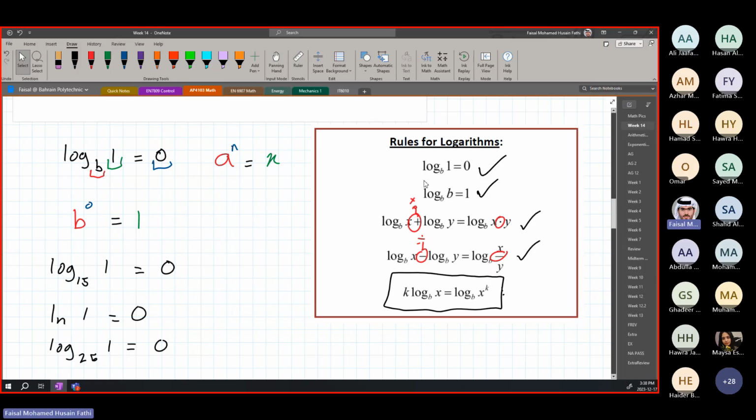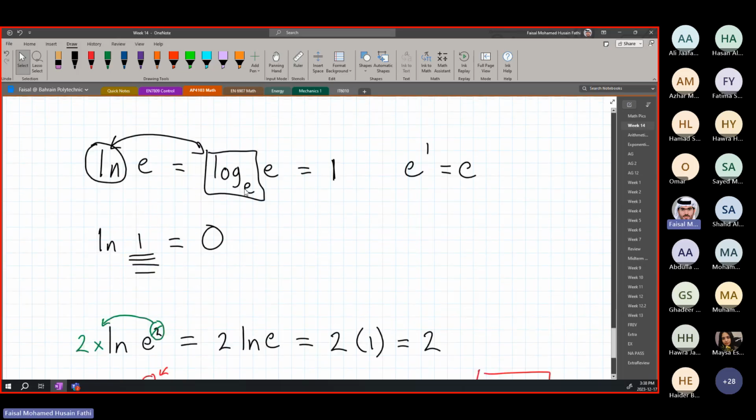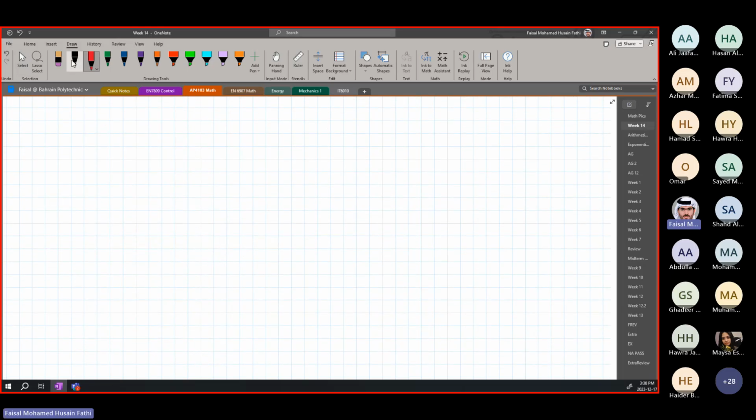Log base 3 of 3 is going to be equal to 1. Always. Why is this true? Because if you want to convert this into exponential form, this is our base, 3. This is our solution, 3. So it's equal to 3. And this is our power, 1.